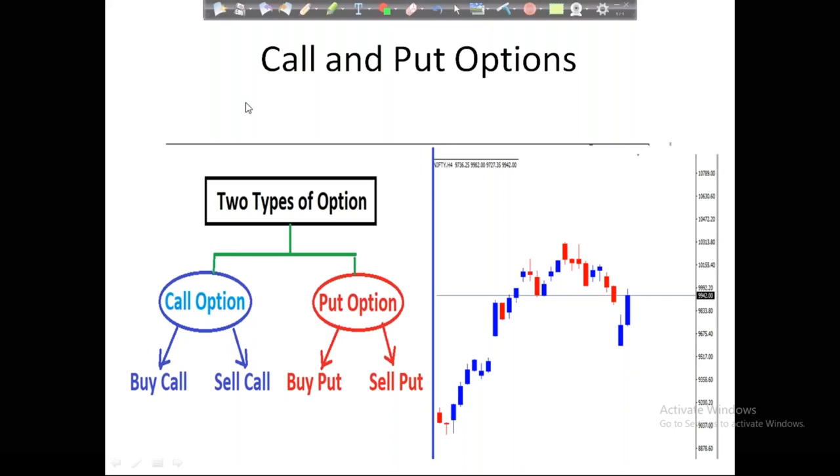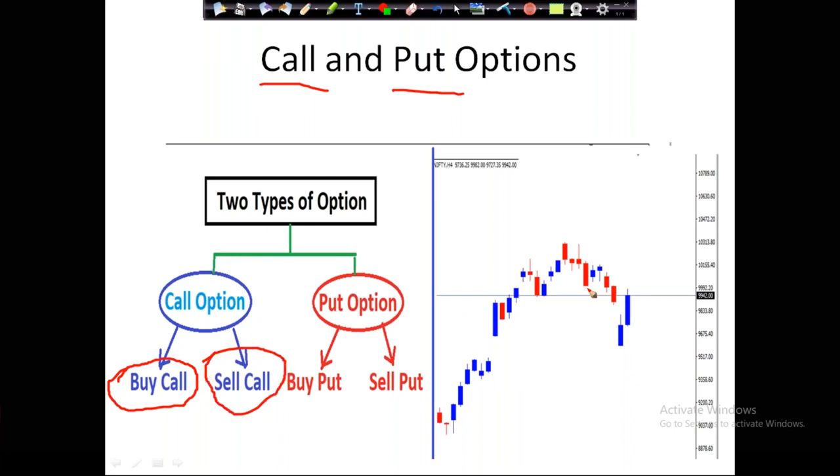Okay, now see, here is the option. There are two options. One is call option and another is put option. Two things only, very simple. In call option, one is buy call, and another is sell call. Remember, let me show you this. Suppose right now the price is somewhere here, and we expect the price will go up. Suppose it is 10,300. Suppose we are expecting that the price will go up.